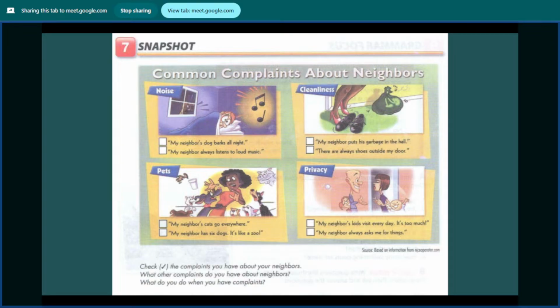So we know that we had started with unit number 8. We did some speaking practice also based on the same. We learned to talk about neighborhood. Now here again we'll learn to talk about common complaints about neighbors that we have. You have a few complaints given over here. You quickly have to tick mark the complaints that you have about your neighbors.